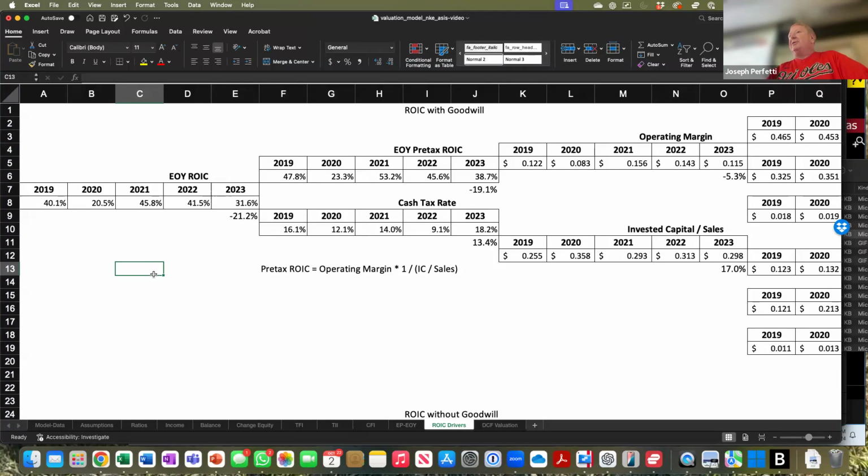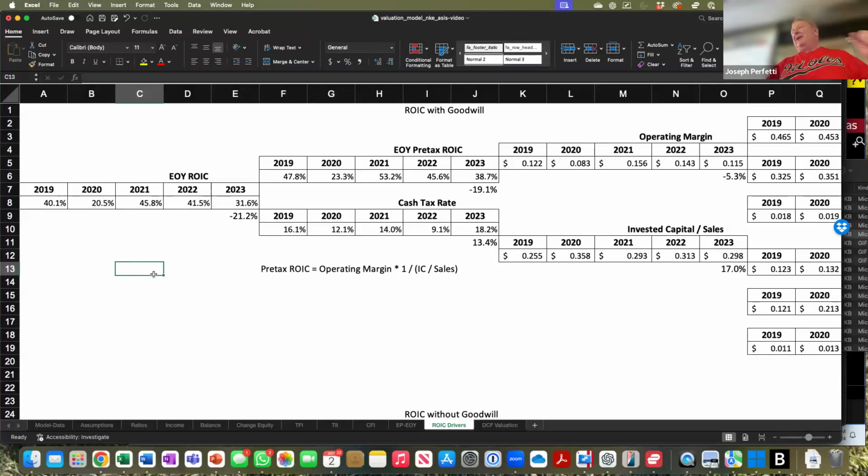Now we go to drivers 2 and 3, margin. Why did pre-tax go down? How much do they make when they sold something? In 2019, their margin was 12.2%. In 2023, their margin's 11.5%. Nike is making less money every time you buy something from them. Okay, so that's hurting their ROIC.